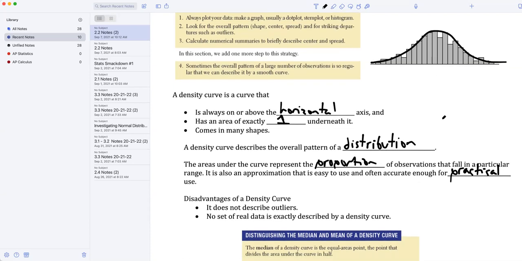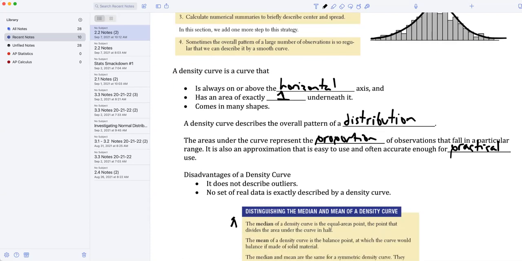So, the median of the density curve is the point that divides the area under the curve in half. Okay, if I have an area of exactly 1, then the median is going to be half of that area.